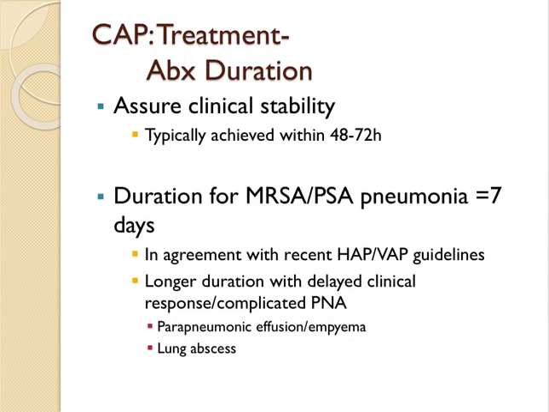So that's what I already mentioned. For MRSA and Pseudomonas pneumonia, 7 days of therapy should be sufficient in the cases of uncomplicated clinical course, which is in agreement with HAP guidelines. However, longer duration might be recommended for complicated pneumonia, specifically the pneumonia which is associated with parapneumonic effusion, empyema, or a lung abscess.